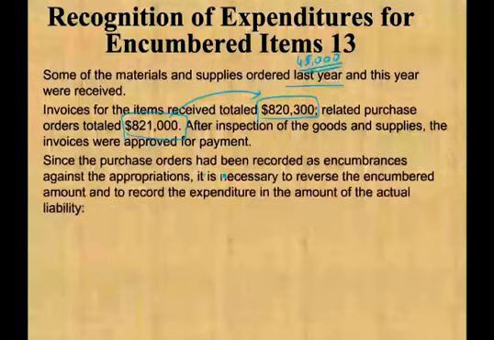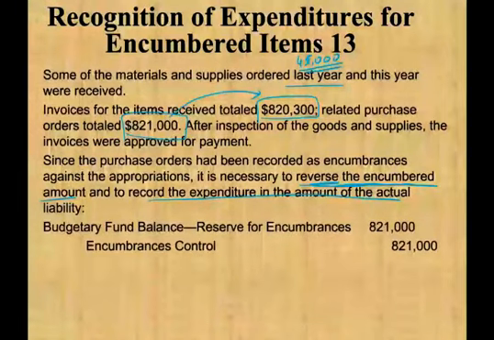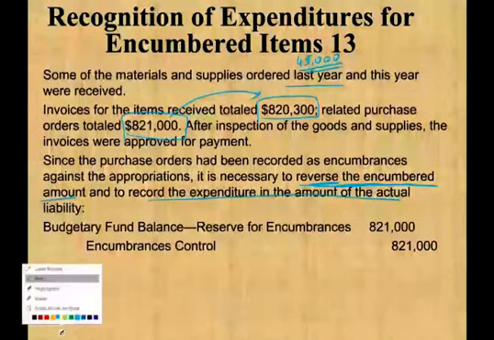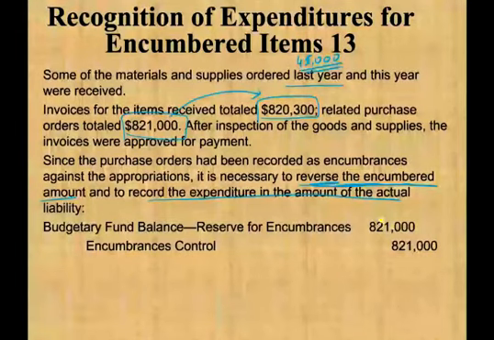Since the purchase orders have been recorded as encumbrances against the appropriation, it's necessary first to reverse the encumbered amount and to record the expenditure and the amount of the actual liability. Remember, you have to do two things. First, we have to reverse the encumbrance for the original estimate. The original estimate was $821,000. Therefore, we reverse the encumbrance. This entry here is to reverse the encumbrance for the $821,000. But it didn't cost us $821,000. It only cost us $820,300.